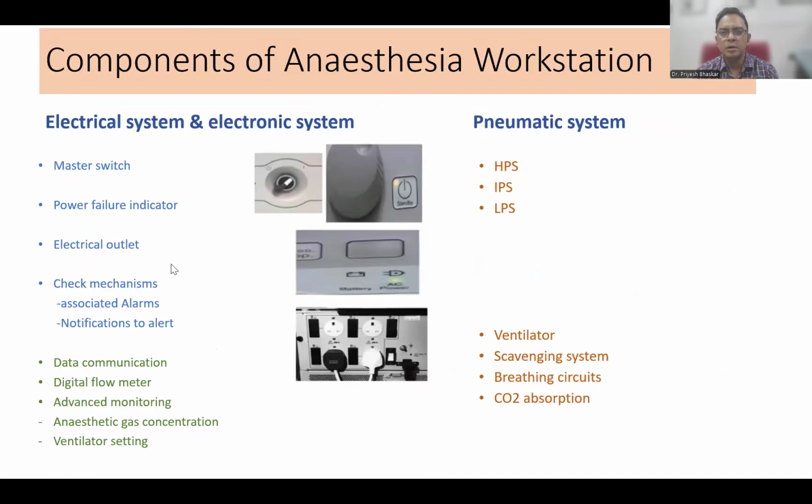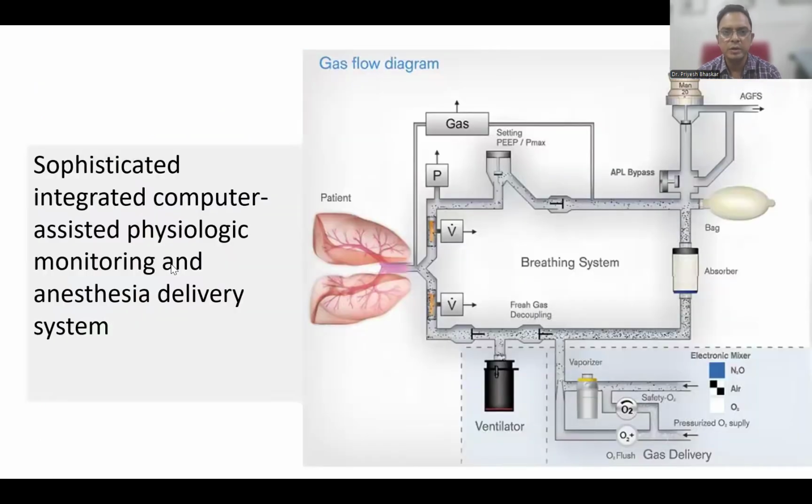So a little bit about the components of the anesthesia workstation. Apart from the pneumatic system, we need to know the electrical system and electronic system also, because we have an additional master switch, power failure indicator, the electrical outlet, the check mechanism associated with alarms and notifications to alert, data communication, digital flowmeter, advanced monitoring, anesthetic gas concentration, and ventilator settings also, right? So we have evolved and improved to a sophisticated, integrated, computer-assisted physiologic monitoring and anesthesia delivery system, because we now have agent-specific vaporizers, oxygen proportioning systems, oxygen analyzers, oxygen failure safety valves, breathing circuit pressure monitors, and the pin index safety system, right?